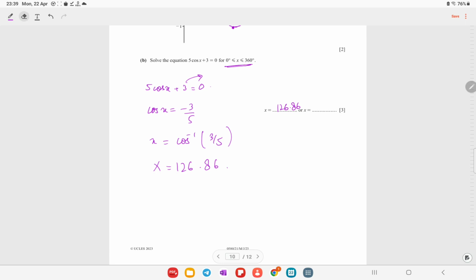Next, you have to do this: 180 minus theta. That will give you the same value of cos, so it is going to be 180 minus 126.86. So this is going to be 53.13. So this is the other value over here.